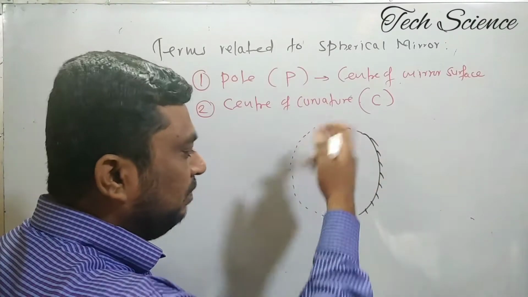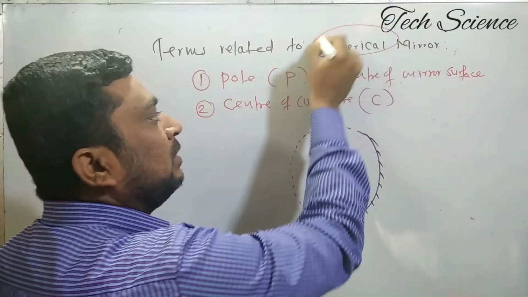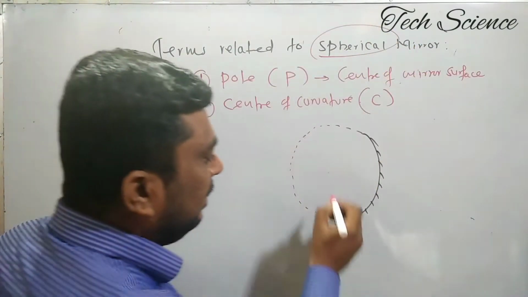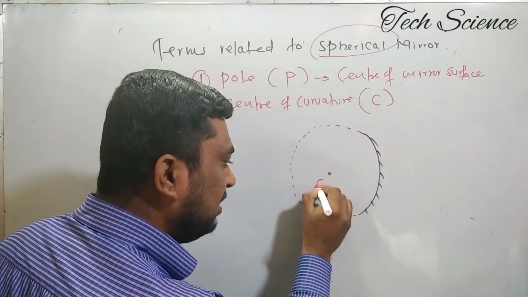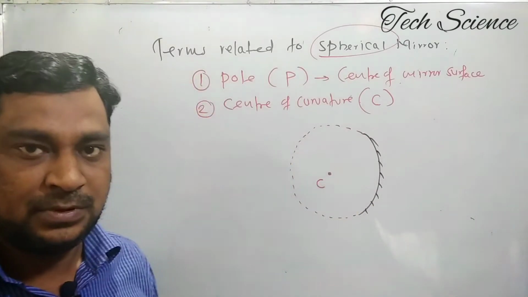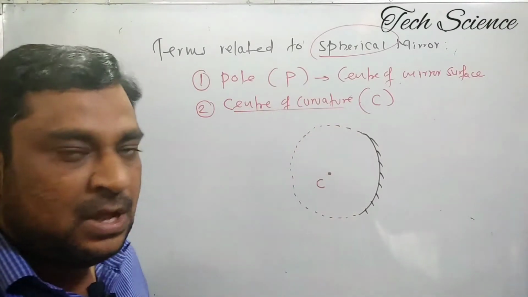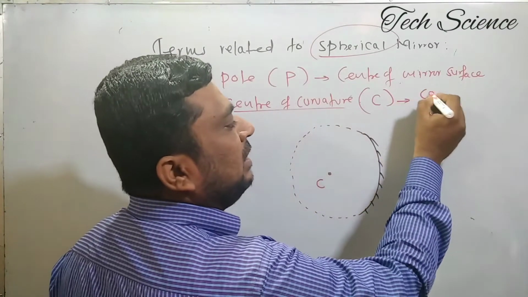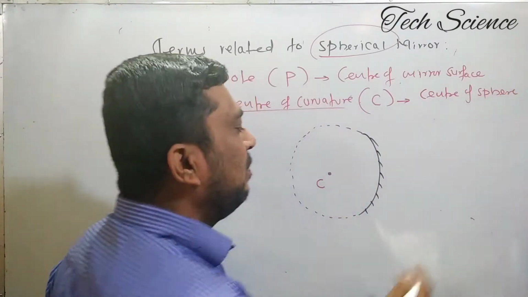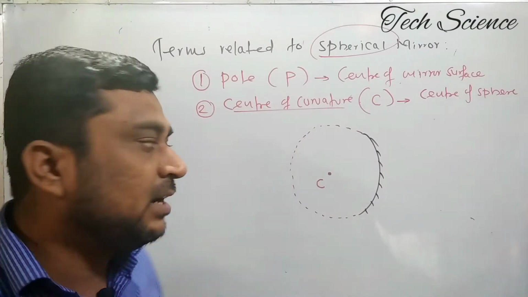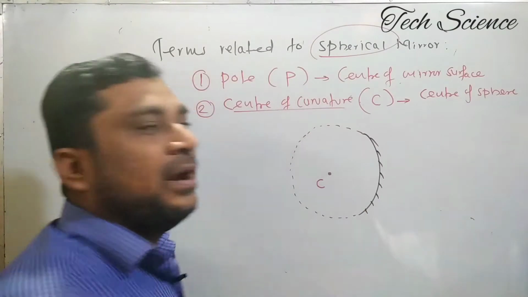And whenever a complete sphere is there, why is the complete sphere drawn here? Because it is a spherical mirror. If you consider the center of the sphere, this is nothing but the center of curvature also. But why is this center called the center of curvature? Because it is the center of a sphere, of course, but this sphere has a specialty. What is that? The center of the sphere of which this mirror is a part.